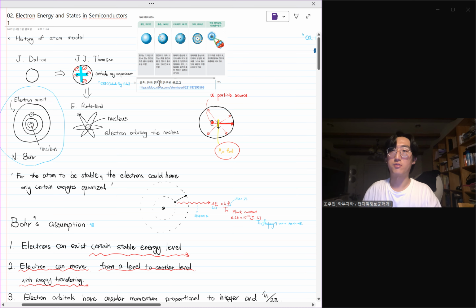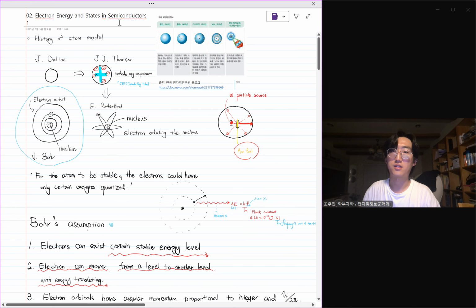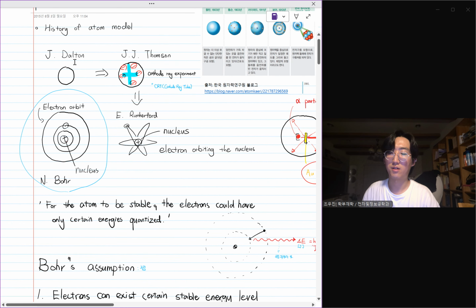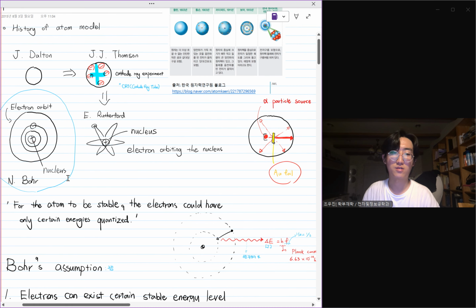Today I'm going to introduce electronic energy and semiconductors. Firstly, we are going to look at the history of atom modeling, from Dalton, Thomson, Rutherford, and finally we get to Bohr's.